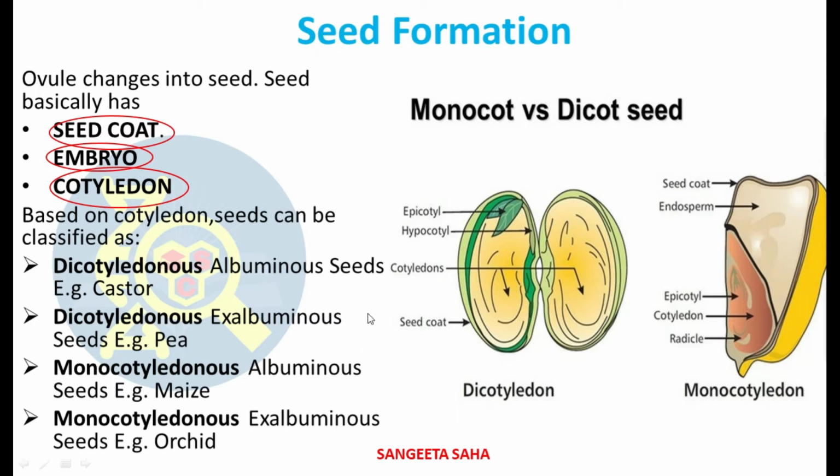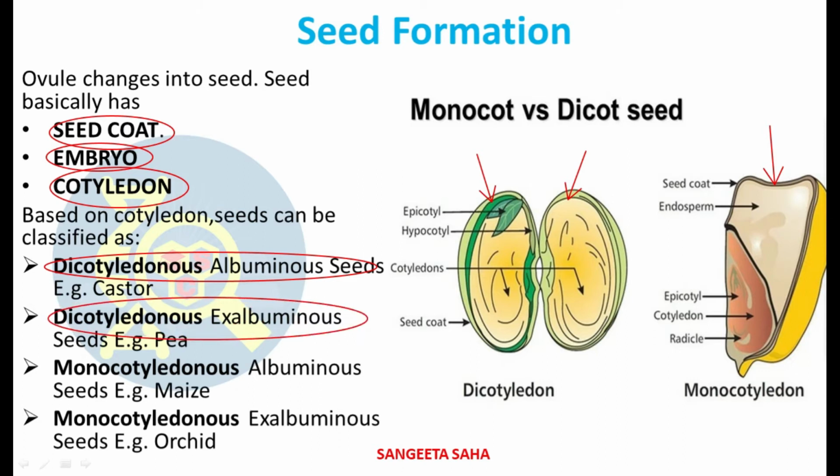Now, seeds can be classified based on cotyledons. It is classified basically into dicots and monocots. Okay. Dicots means it has got two cotyledons, as you can see in the picture. And monocot means it has got only one cotyledon. Okay. Now, this dicot can further be classified into dicotyledonous albuminous seeds and dicotyledonous exalbuminous seeds.